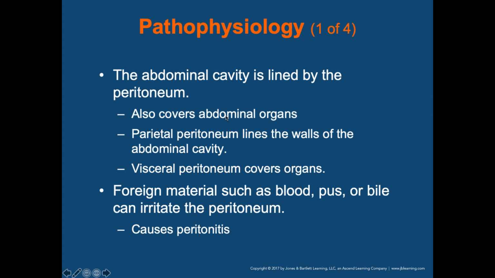So a little pathophysiology behind this. The abdominal cavity is lined by the peritoneum. This also covers the abdominal organs. The parietal peritoneum lines the walls of the abdominal cavity. Then we have our visceral peritoneum, which covers the organs. Foreign materials such as blood, pus, or bile can irritate the peritoneum, causing a peritonitis.